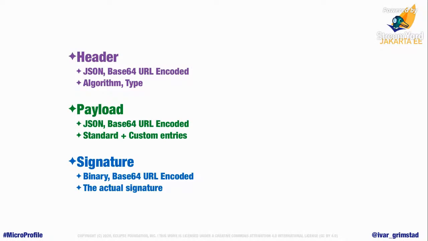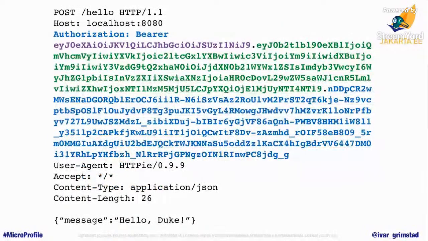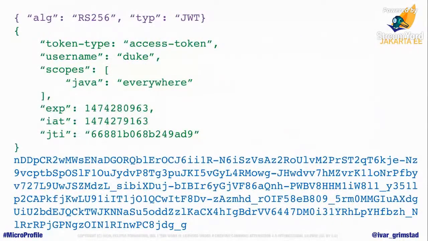What's interesting about the tokens, this is how it looks in the HTTP request. This is how it looks if you unencode it. So at the top you have the algorithm, which in this case says it's a JSON Web Token and it's RS256 that is used as algorithm. Then you have some properties like the expiration dates and things like this that are mandatory by the specification.